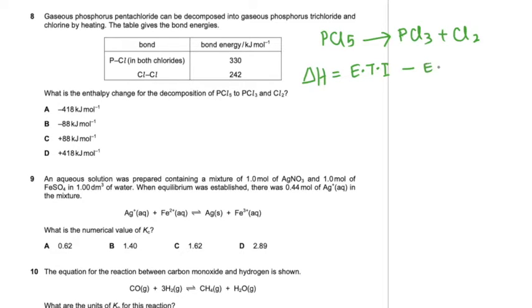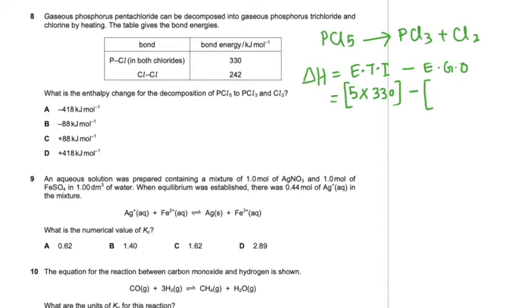minus energy given out. When you decompose the PCl5, you will break 5 covalent bonds between the phosphorus and chlorine. To break 1 covalent bond between phosphorus and chlorine, you provide 330 kilojoules of energy. For the breakage of 5 covalent bonds, you will provide 5 times 330. So this is the energy taken in, which you provide to break the bonds. Energy taken in minus energy given out.